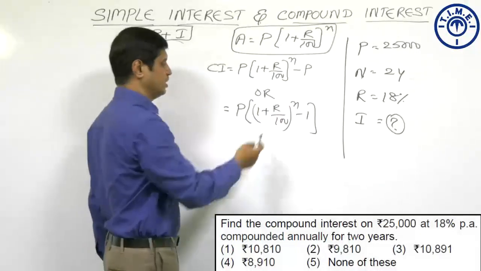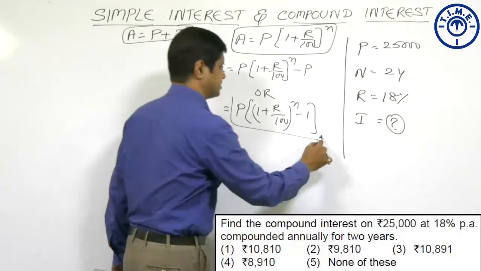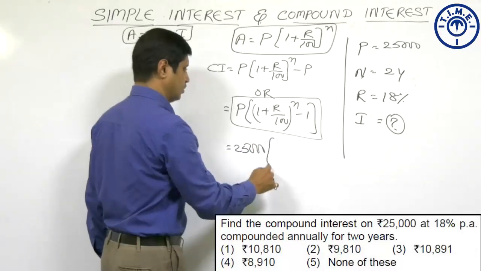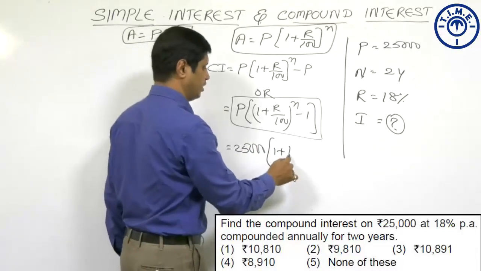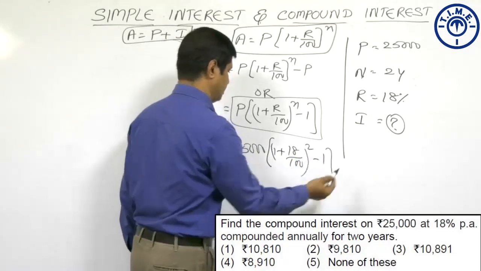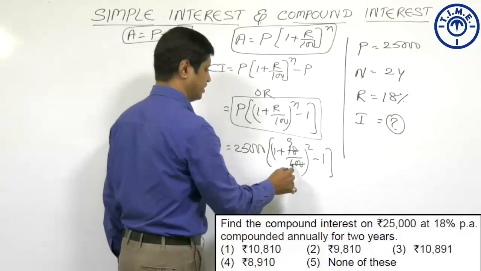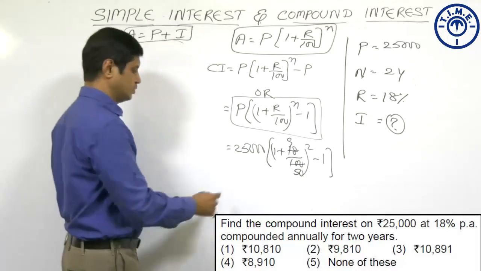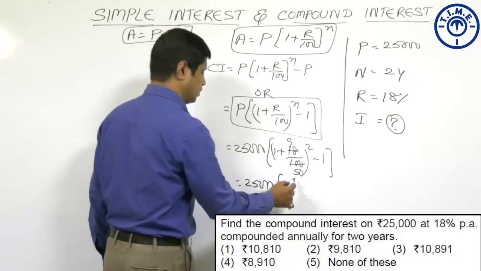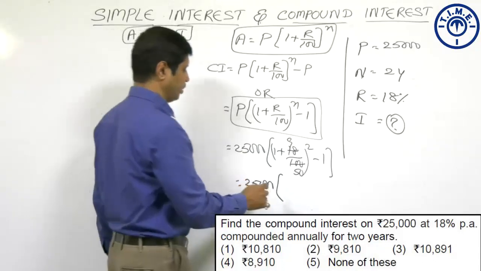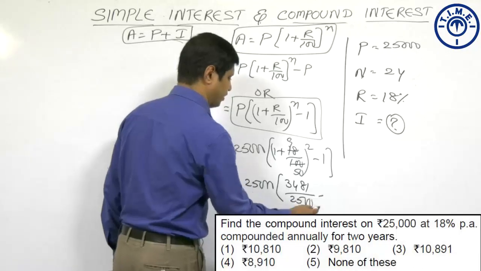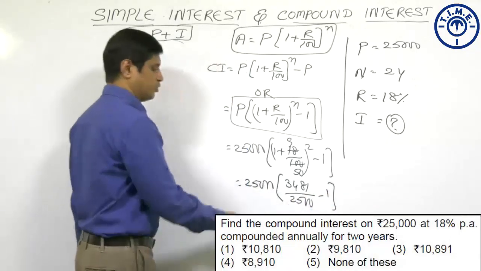Now, just substitute the values here. I am substituting in the second formula. 25,000 is the principal value. Now, 1 plus R is equal to 18% by 100, power 2, minus 1. So, what is the cancellation here? 9 times, it is 50 times, dividing with 2. The result is 25,000 into [(50 plus 9), 59, 59 square is equal to 3481 by 50 square, it is 2500, minus 1]. Now, 2500 is the LCM.